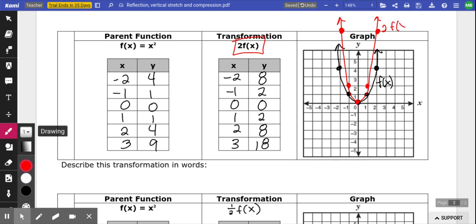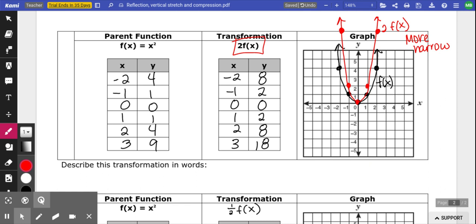And with that, we want to observe what has happened. You'll notice that the transformed function is actually narrower than the parent function. What's causing the graph to become more narrow is it is becoming vertically stretched, like it's being pulled up and then it's becoming more narrow. Well, that means that the parent function is being vertically stretched by a factor of 2.